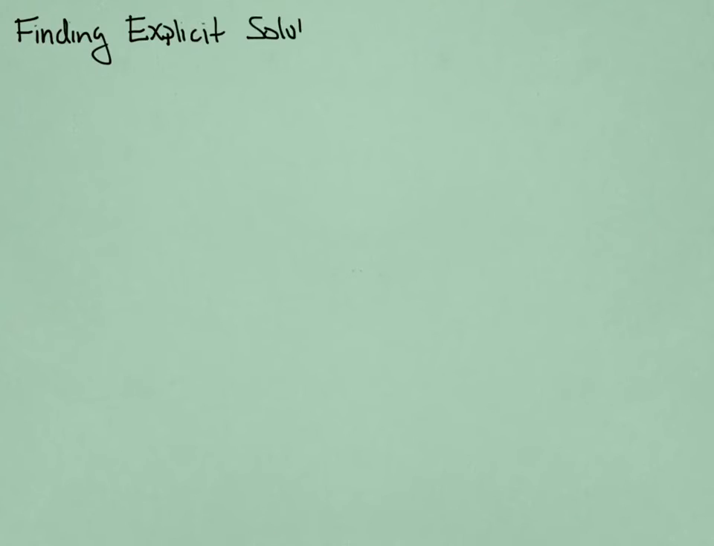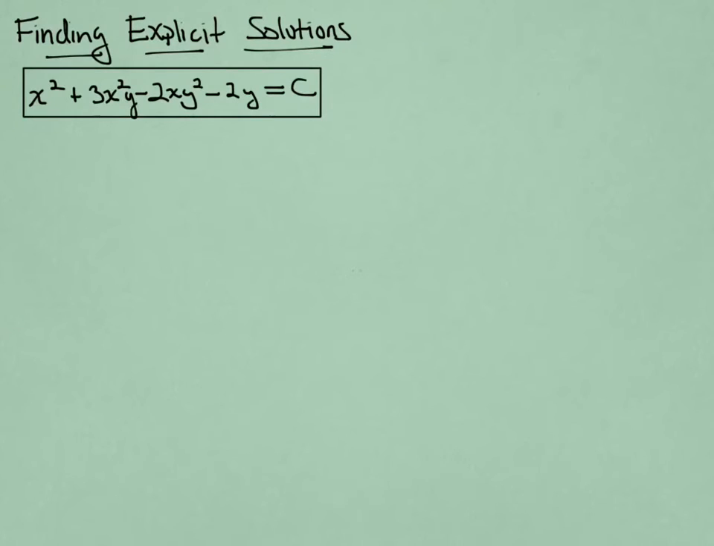So let's see if we can find explicit solutions. Here was the implicit solution. Observe that this is in fact quadratic in y. We're trying to find y, and in fact what I see here is I just see y, I see y squared, I see y, and everything else is not involving y. So it's in fact a quadratic equation in y. Let's rearrange it to make that very clear.